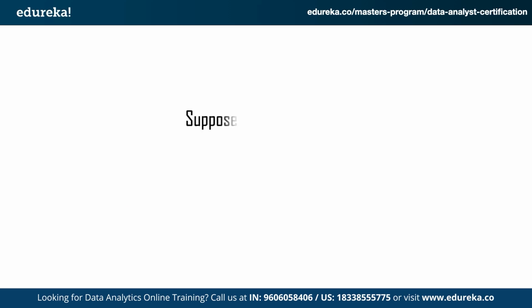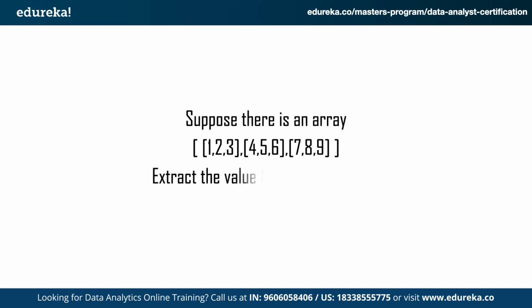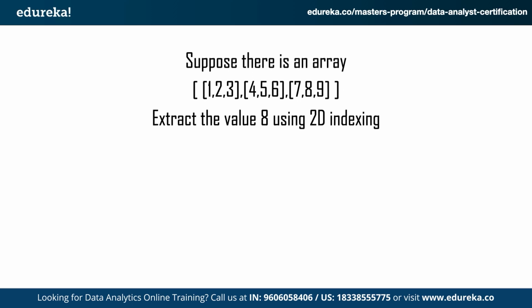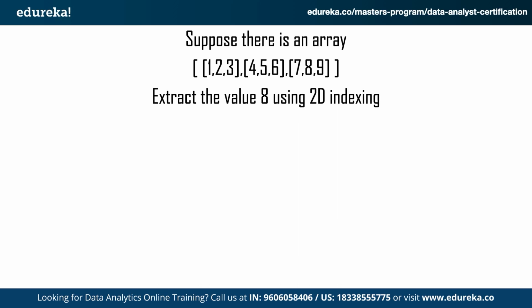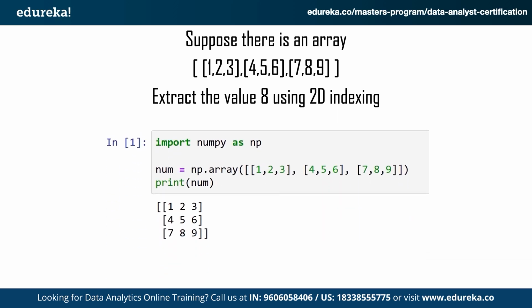Now the next question is, suppose there is an array with the following values. Extract the value 8 using 2D indexing. To answer this question, all you need to do is start by creating your NumPy array, and over here you will pass the same values as given in the question. You can do this as follows. Now, if you check your array, then you can see that the value 8 lies in the third row and the second column, right? But the indexing in Python starts from 0.